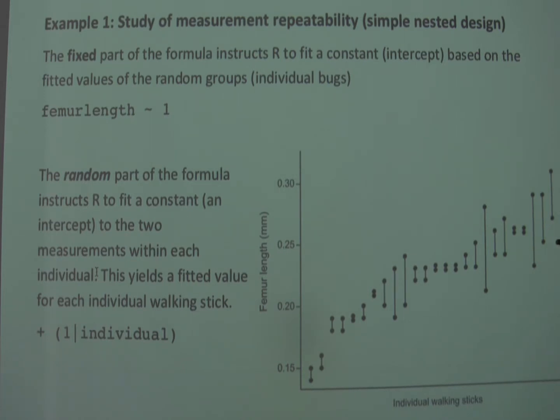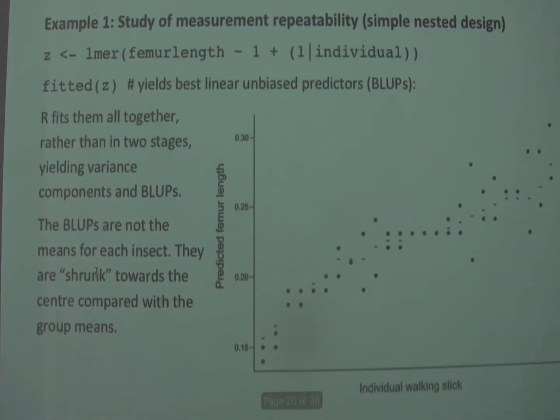Now we're not actually interested so much in the individual walking stick, but we are interested in the variability among the fitted values. And if you ask R for the fitted values for each of the bugs, it'll give them to you, just like using fitted will provide you with the fitted values in a linear regression using lm.